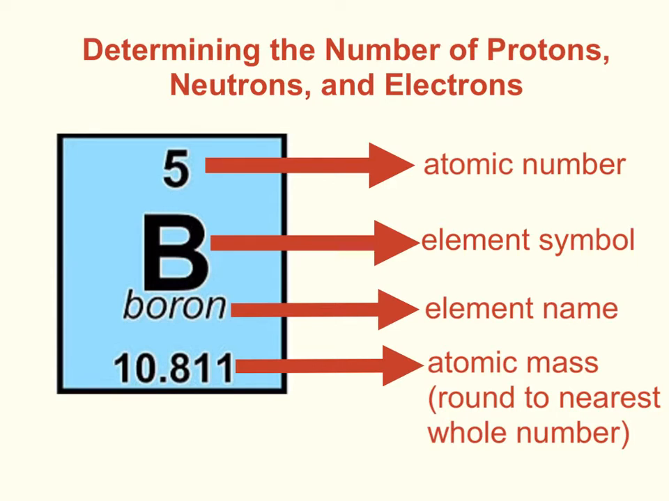When you're considering different types of elements, we can use the periodic table to determine the number of protons, neutrons, and electrons. Each element on the periodic table has several pieces of information showing. On the periodic table, at the top of each element is the atomic number. In the middle is the element symbol. Beneath that is the element name. And at the very bottom is the atomic mass. One thing to remember is that we're always going to round the atomic mass to the nearest whole number.